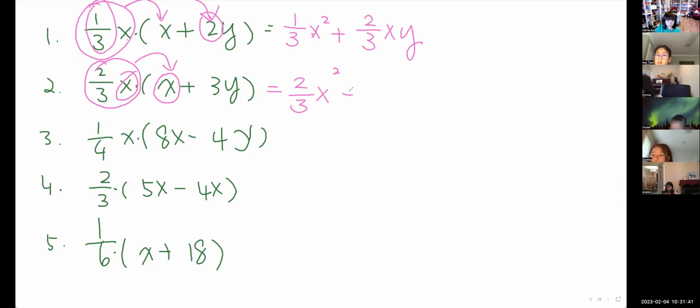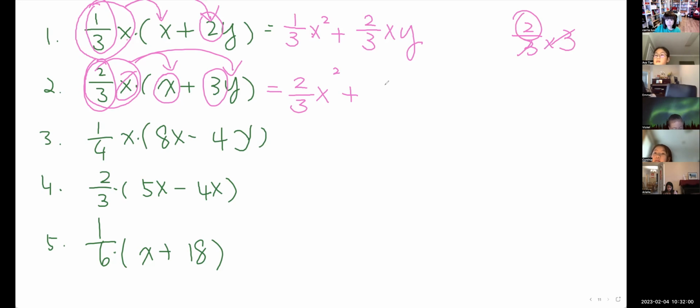Okay, so next one plus, number times number. So 2/3 times 3 equals what? 2/3 times 3 equals 2. So the fraction times whole number, we need to just review it. So 2xy, because x times y equals xy. Get it? Cynthia? Okay, number 3, Ava.